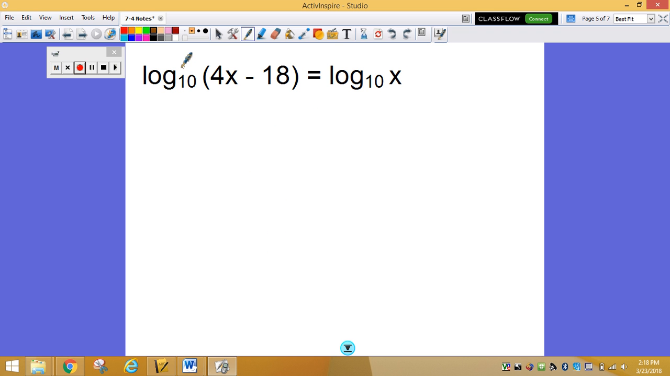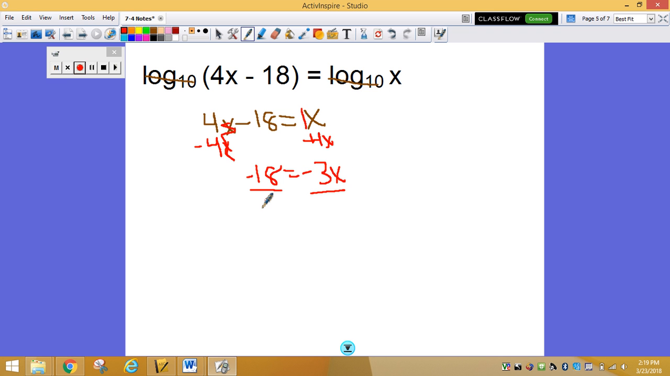One more like this. I think this is the last one. I have log base 10. I have log base 10. If they're the same, they cancel. So I have 4x minus 18 equals x. I am going to subtract this 4x to move it over here. So I have negative 18 equals, this is a 1x. 1x minus 4x is negative 3x. I'm going to divide by negative 3, and x is 6.